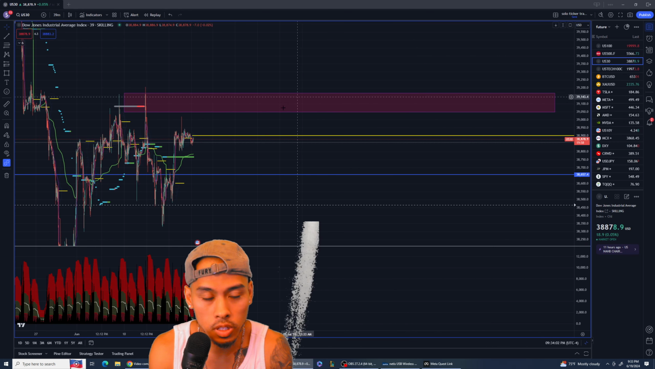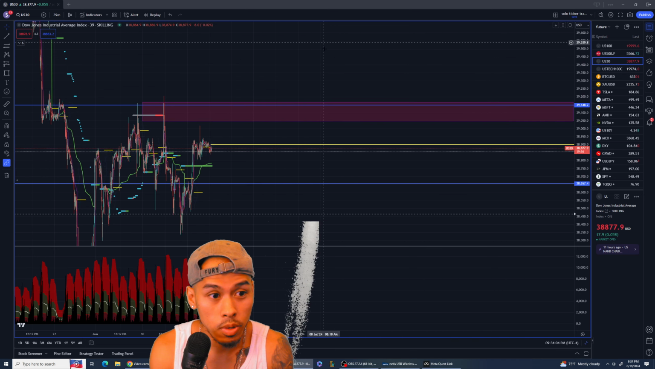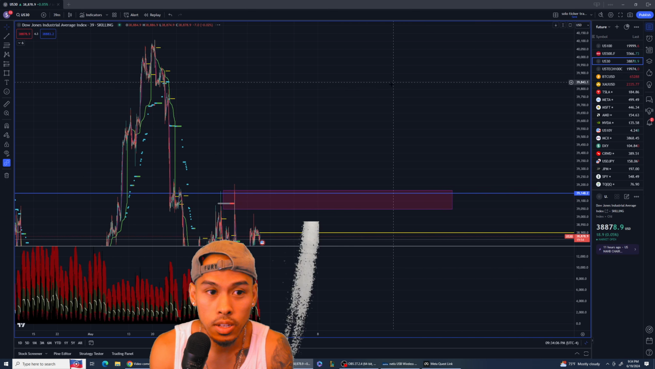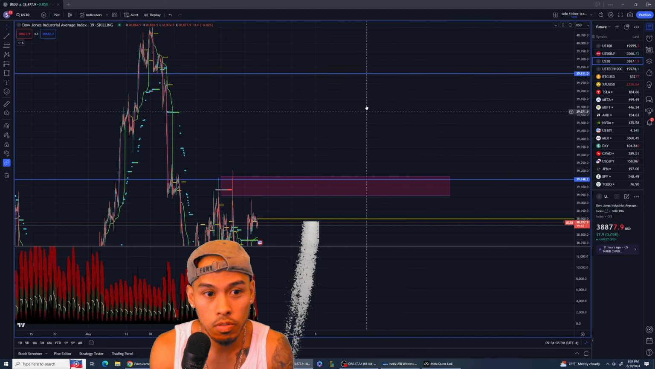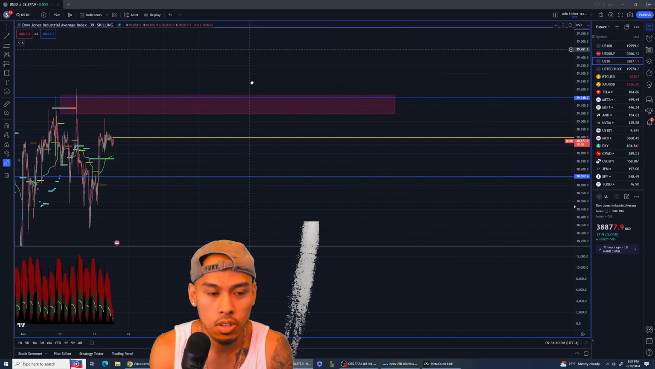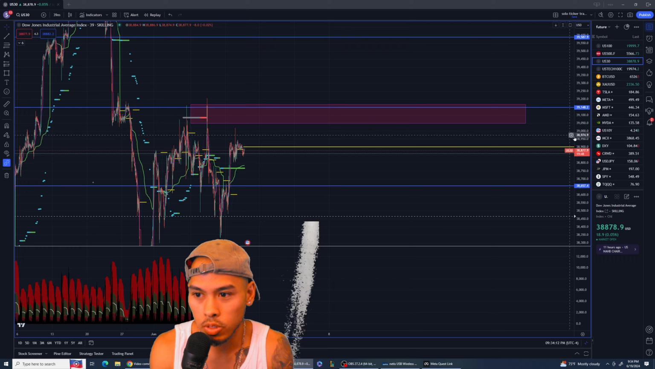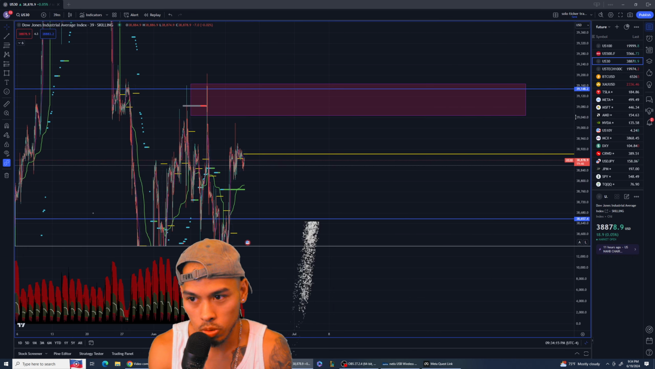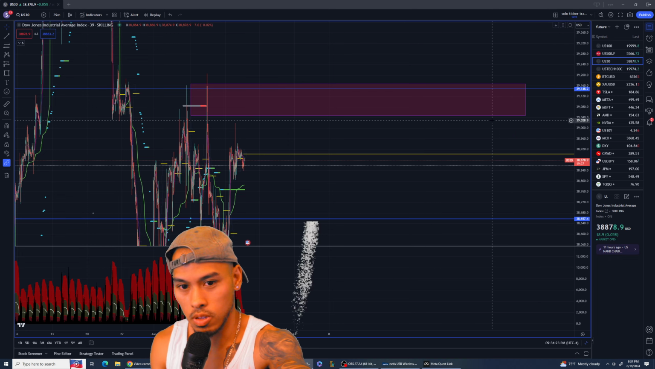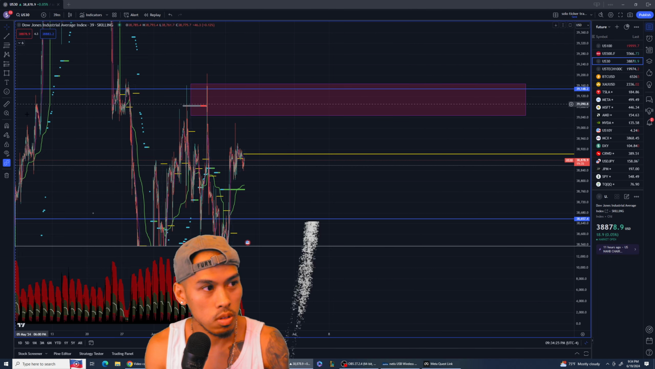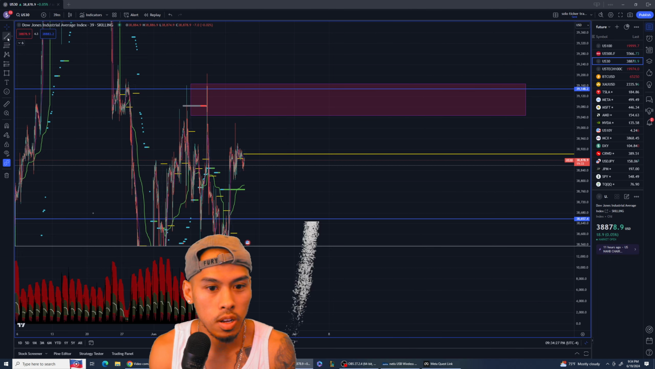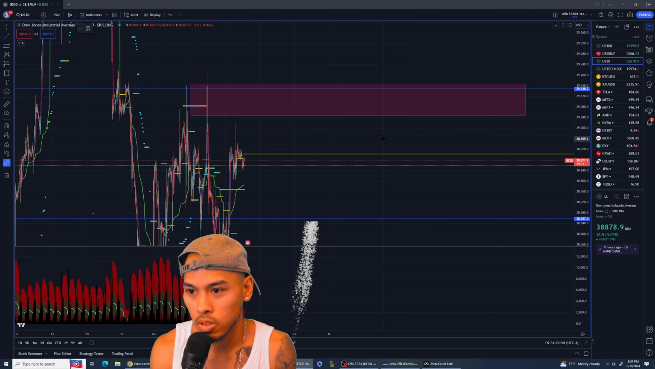Supply zone, that's where resistance is gonna be. But if you break out of there, then I'll be shooting for these areas, for these levels. But until then, my goal is just to capture 100 points. So 38,878 to right here, this small little piece. Let's just draw a line for 100 points.